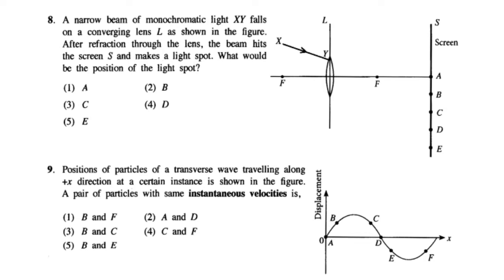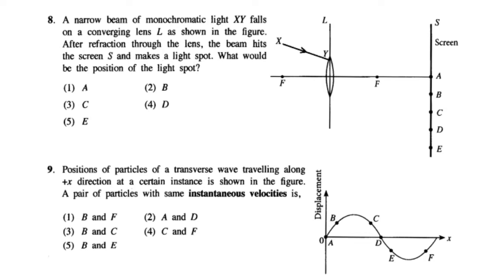Question number 9. Positions of particles of a transverse wave traveling along plus x direction at a certain instance is shown in the figure. They are asking which particles will have the same instantaneous velocity. This figure shows the positions of the particles at a certain instance of this transverse wave. And to find the positions of the particles at the next instance, you can shift this waveform a little further to the plus x direction.